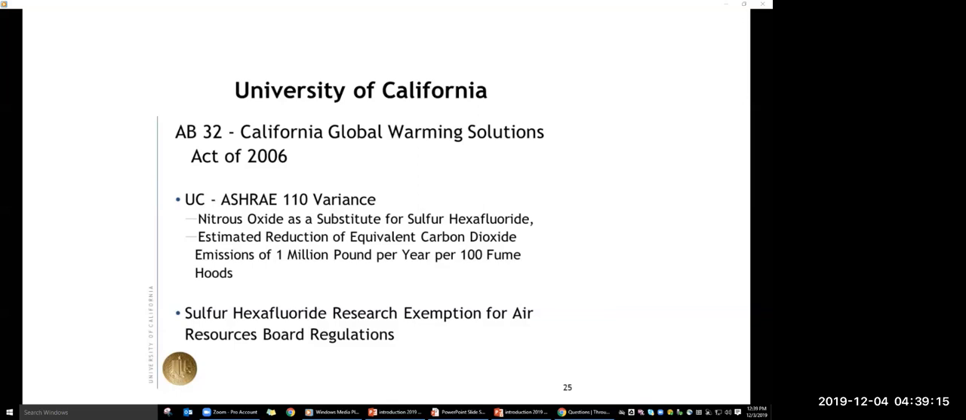On another note, UC is required to conduct research using various gases. The Air Resources Board was initially proposing an outright ban on the use of SF6 for all uses. During the rulemaking process, we were able to convince the Air Resources Board to allow for an SF6 exemption for research purposes.